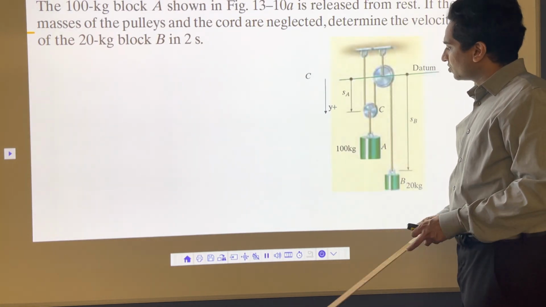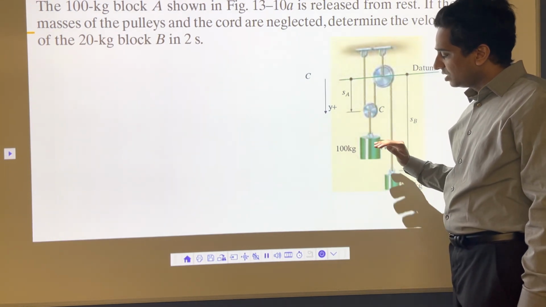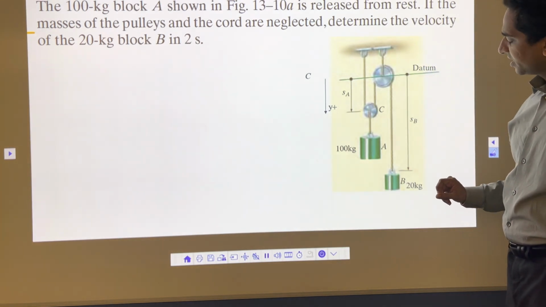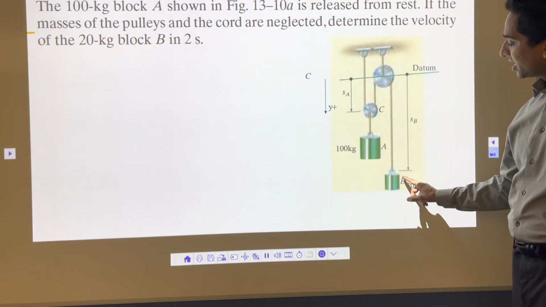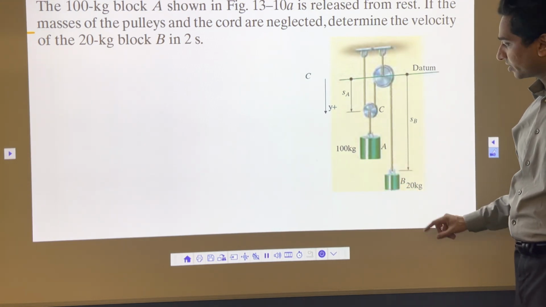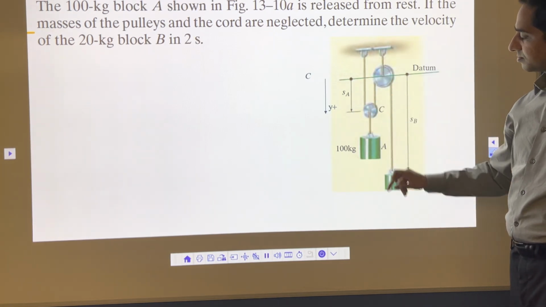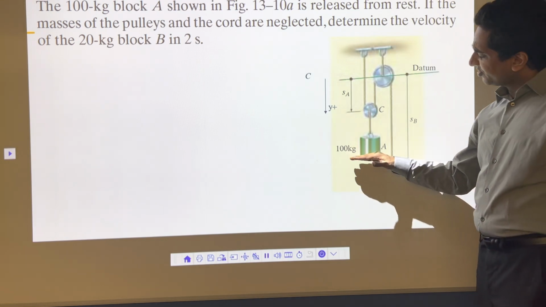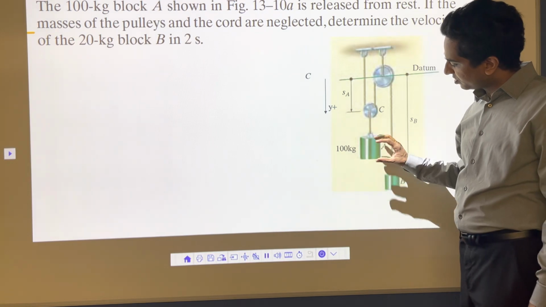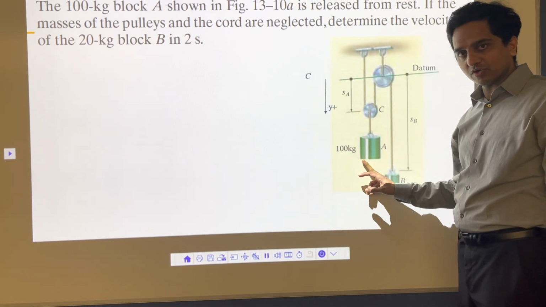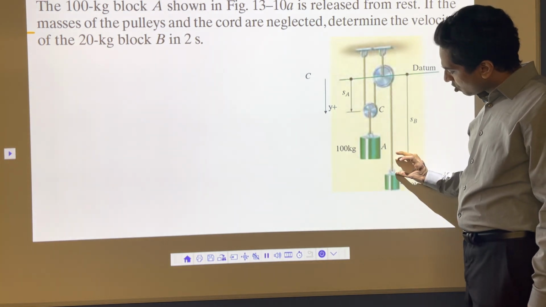There is another problem from the book which involves this pulley and weight arrangement. What we have in this problem is a block A, 100 kilogram, and block B, 20 kilogram. There is one rope and two pulleys. There is a support here initially. I'm going to take out the support, and as soon as I take out the support, this block A is going to come down because it's 100 kilogram. It's going to come down, and as it comes down, this block B is going to go up.